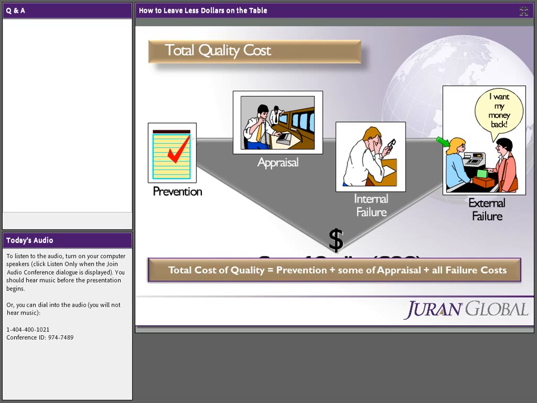So some of these costs are good, but some organizations have excess appraisal, too many audits, too many checks, because something we're doing over here isn't right, or because we have so many of these. Too much appraisal is not good. So some appraisal is good, some appraisal is bad.